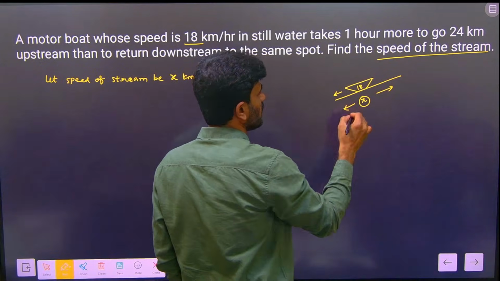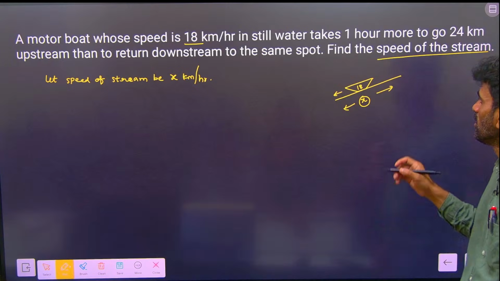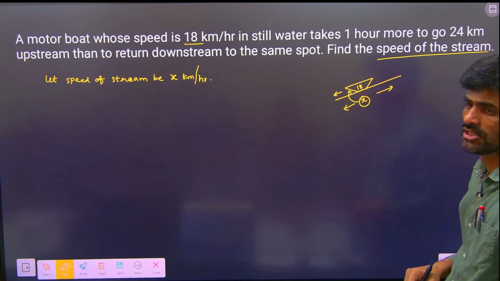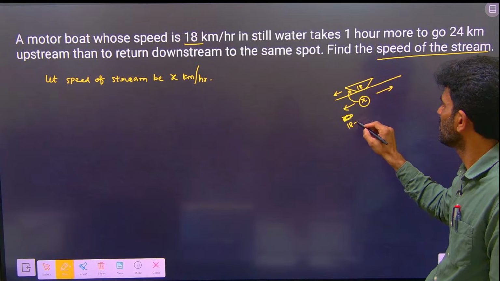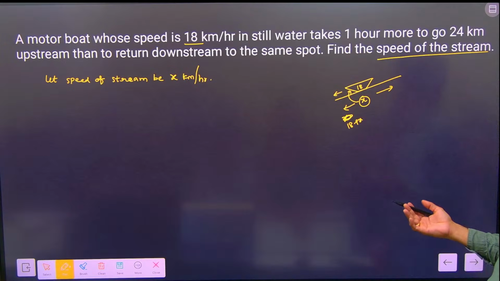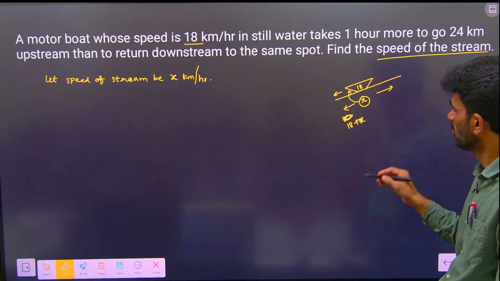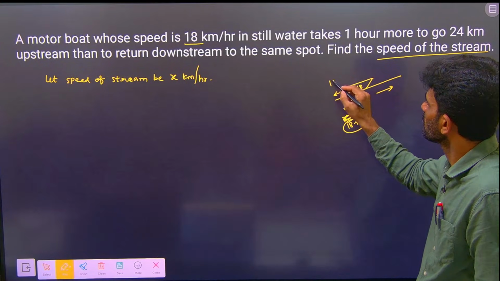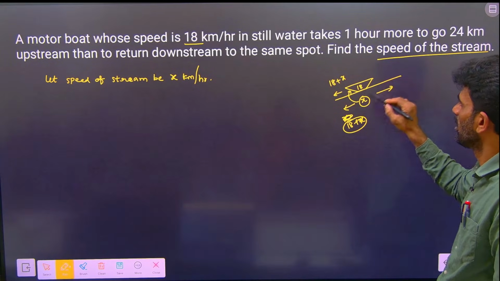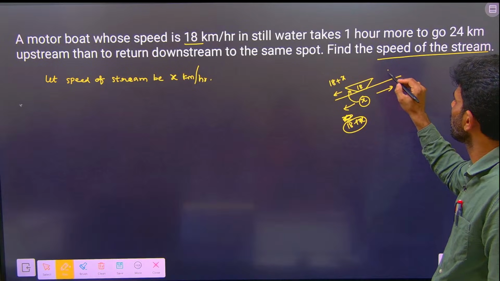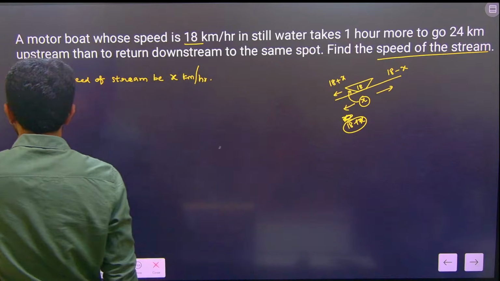When the boat is going in the downward direction, speed of the stream will be added to speed of the boat. So in this case, it is 18 plus x. If you write x plus 18, it may go wrong later. Always the speed of the stream should be added: 18 plus x in this case. And when it is going upstream, speed of the stream will be subtracted. So in this case, it is 18 minus x. You have to be careful here. Once you know this, the remaining part you can write.